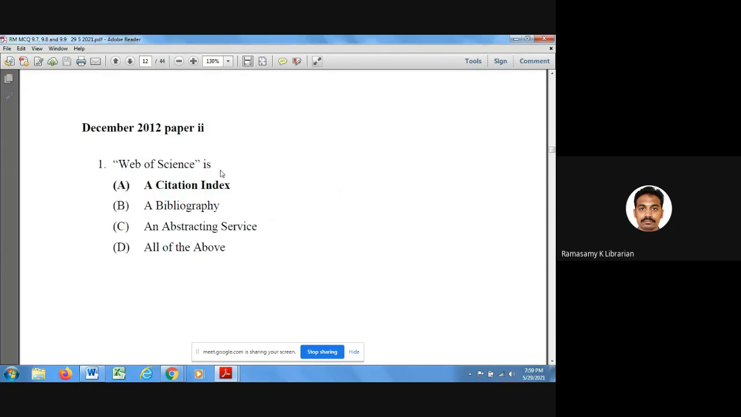Web of Science is what? It is a citation index. We have got different kinds of indexes: the full text index, the bibliographical index, and the citation index. Web of Science is a citation index where we can find out which later documents are citing which earlier document. This linkage is given in citation indexes. Web of Science is a popular citation index.